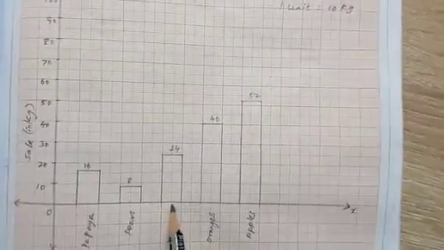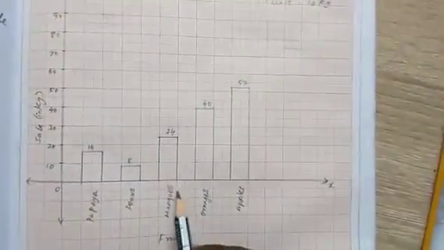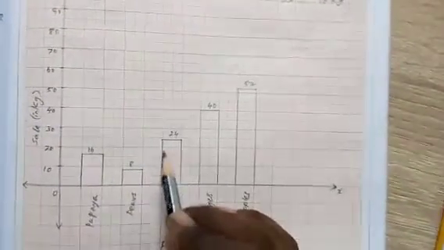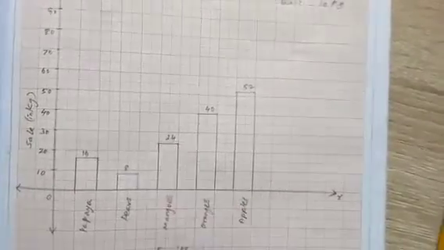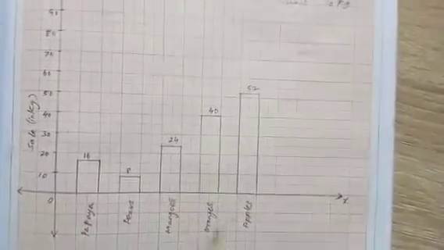The next one is mangoes. Mangoes is 24 kilogram. Draw the bars. Mangoes 24 kilogram: 10, 20, 21, 22, 23, 24. So 24 kilogram sale in mangoes.